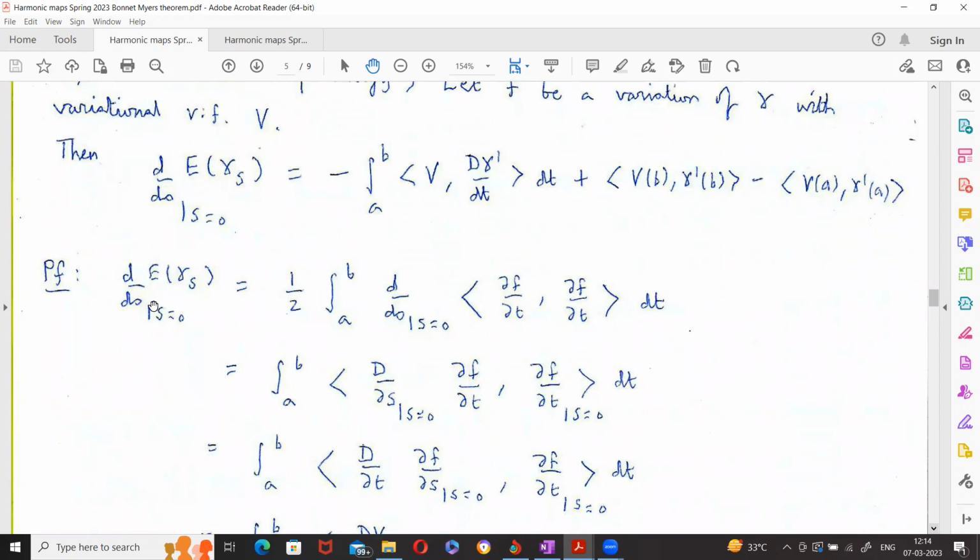So let's compute this. So the derivative of the energy will be what? By differentiation under the integral sign, I can write this as half the integral from A to B of d/ds at s equal to 0 of the inner product of gamma_s prime(t), gamma_s prime(t), right? That's the energy of gamma_s. So the gamma_s prime is what? It is del F del t, right? Yes? Okay. So this is half the integral of the derivative with respect to s of del F del t, dt. Okay. So now by metric compatibility, this is going to be twice the inner product of the covariant derivative D/ds at s equal to 0 of del F del t with del F del t. So the 2 and the half will cancel. Okay. All right, up to here?